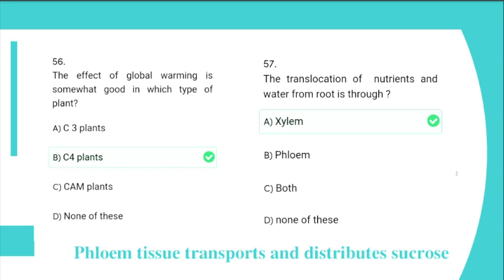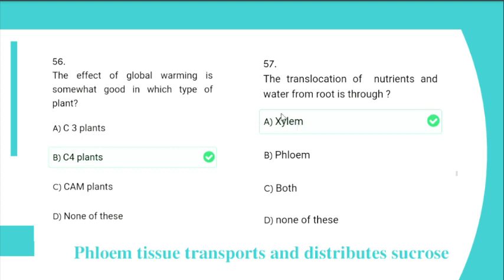Next question, the effect of global warming is somewhat good in which type of plants? So option number B, C4 plants, is the correct answer. Next question, the translocation of nutrients and the water from the root is through. So the transportation of nutrients and water from root is by xylem tissue, and phloem tissue transports and distributes sucrose in the plants.